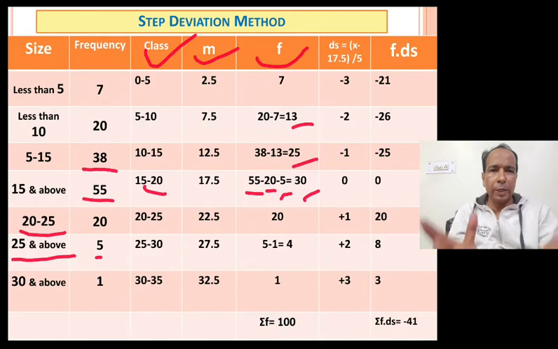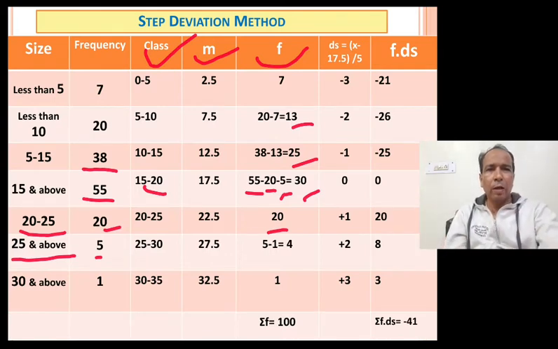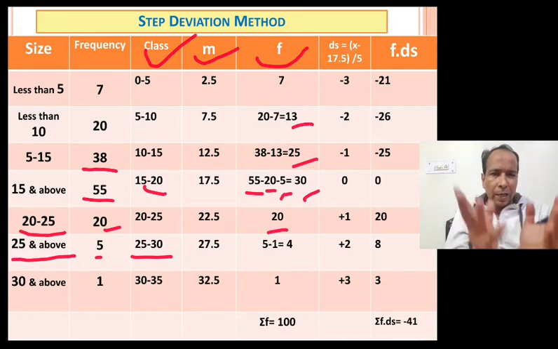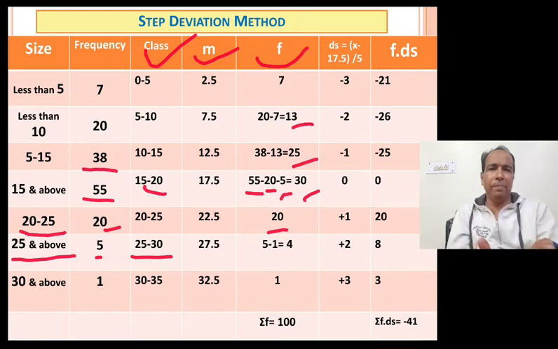Now the 20 to 25 value is given to you, put it straight here. So that is written here. Now for 25 and above, we need 25 to 30. So the value 25 and above is given. If you reduce 30 and above, we will get 25 to 30.